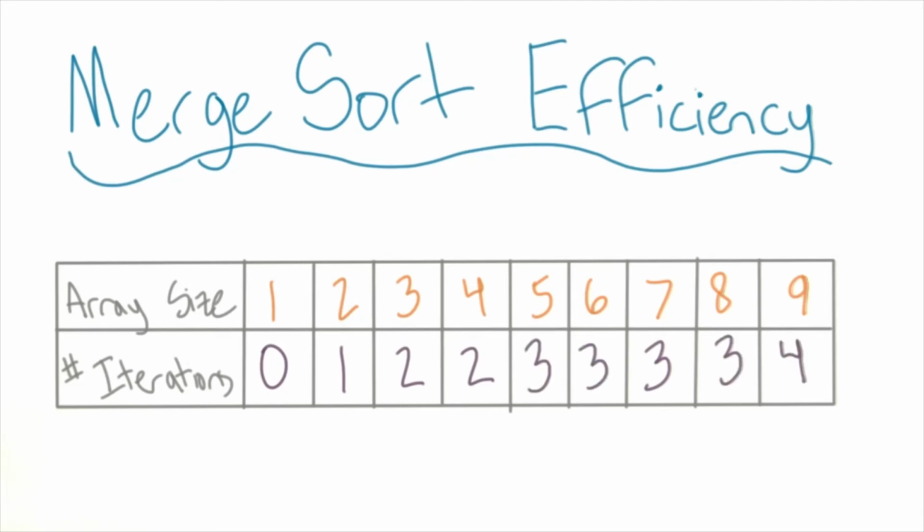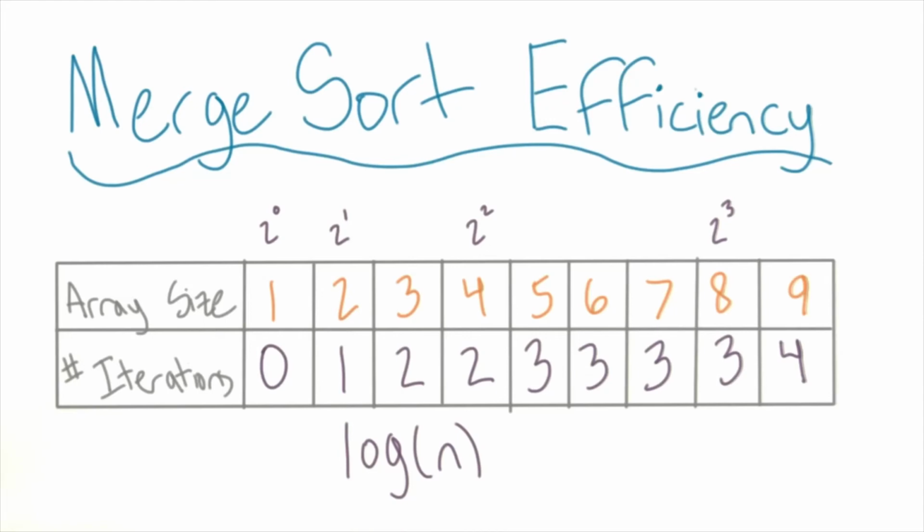Okay, so this might look a little bit familiar to you. Remember in binary search when we had a similar table, and the number of iterations incremented at every power of 2? Well, we actually have something pretty similar here. Instead of incrementing at the powers of 2, this time we're incrementing 1 after every power of 2.